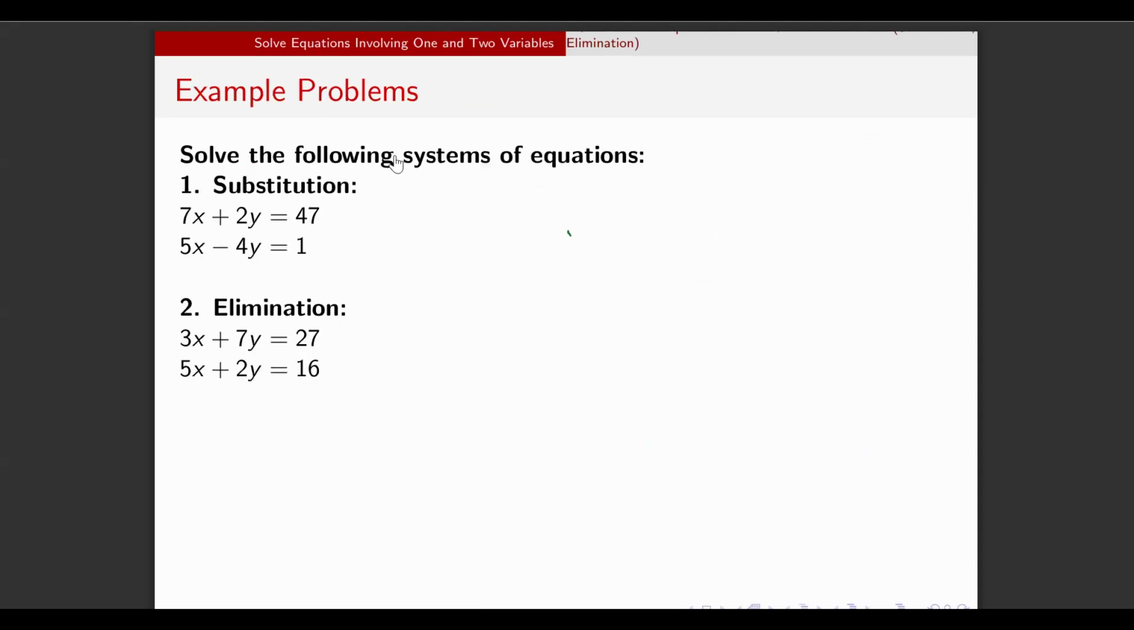Okay, so here's another example. Solve the following systems of equations. The first one, you're asked to use substitution, and then the second one, you're asked to use elimination. So let's start with the first one.